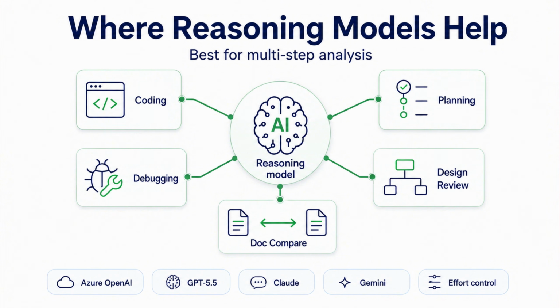OpenAI also exposes reasoning effort in models like GPT 5.5, where lower reasoning effort may optimize for speed and cost, while higher effort may improve the quality for more difficult tasks. And outside the Microsoft ecosystem, Anthropic supports extended or adaptive thinking in the Claude models, while the Google Gemini models also support configurable thinking budgets for more advanced reasoning workflows.